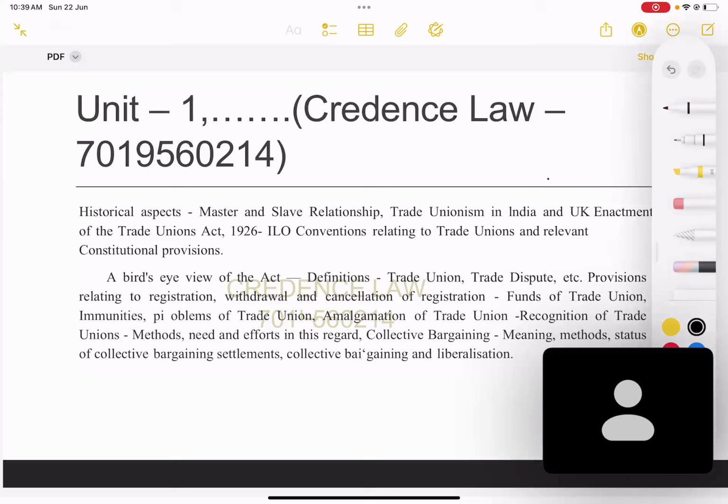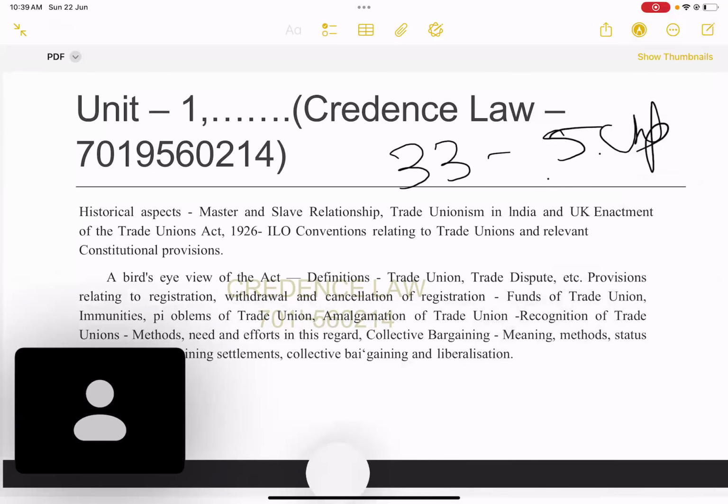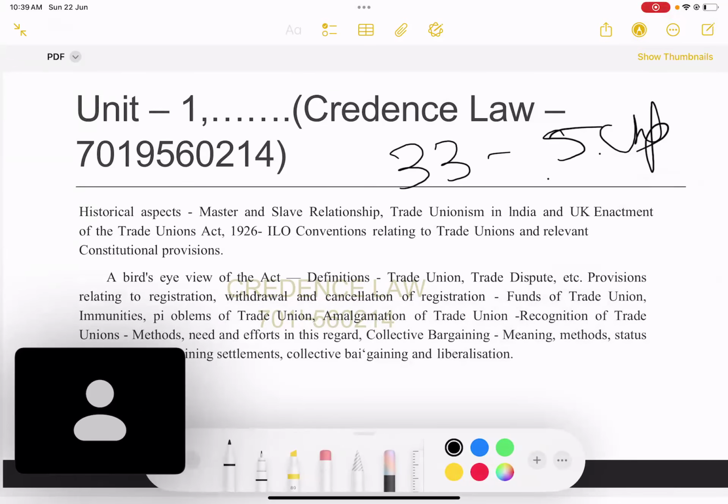The Trade Unions Act in total consists of 33 sections divided into 5 chapters. Your chapter 2 is very important, which deals with registration of trade union. Chapter 2 is from section 3 to 14.